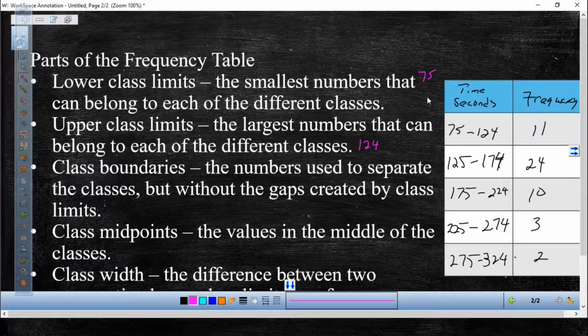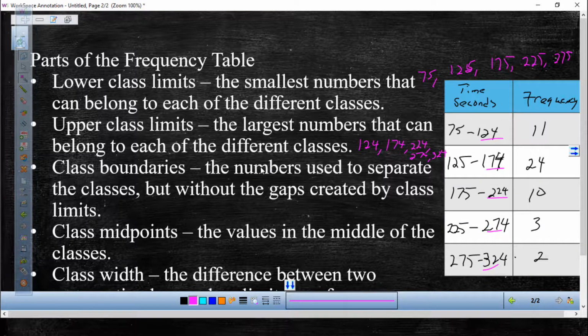So your lower class limits are going to be 75, 125, 175, 225, and 275. And your upper class limits would be 124, 174, 224, 274, and 324. These are your upper class limits.